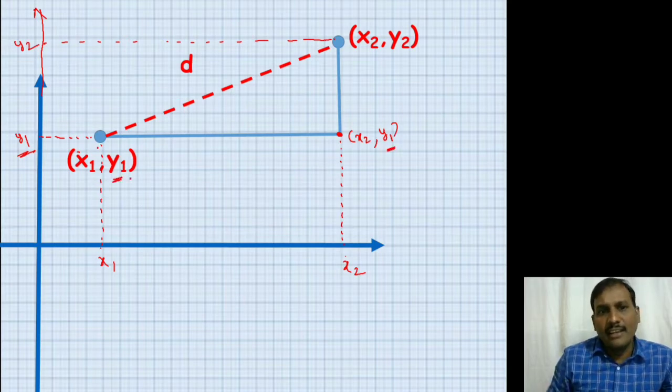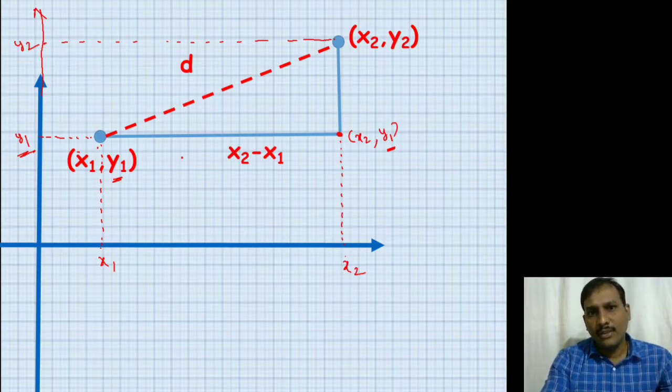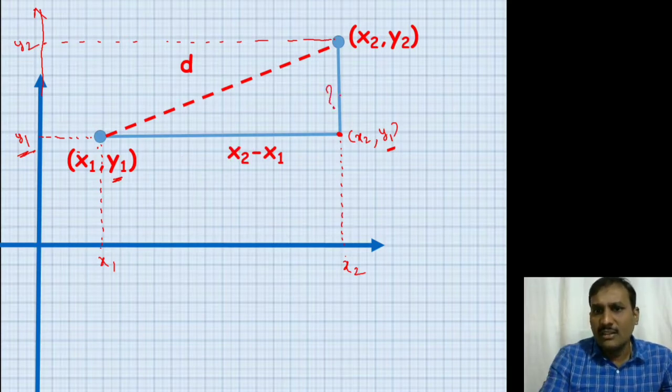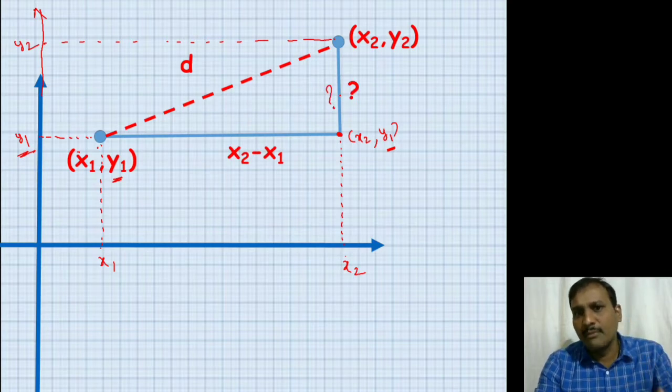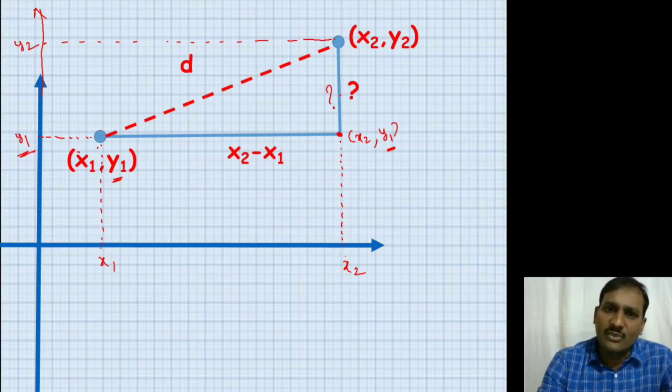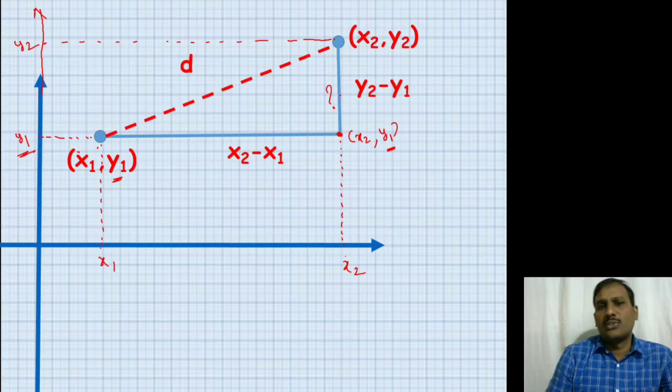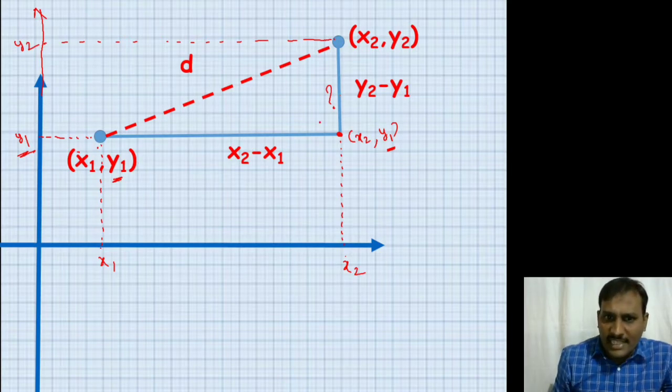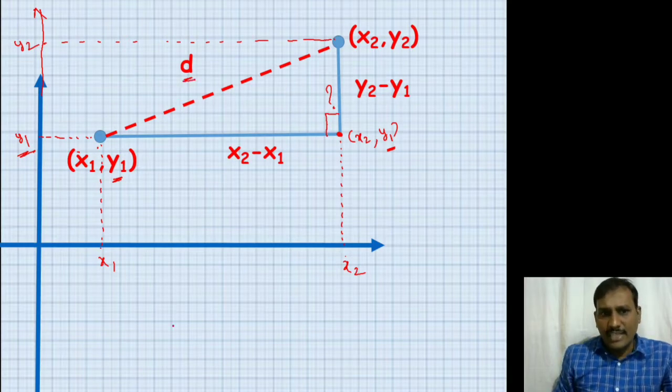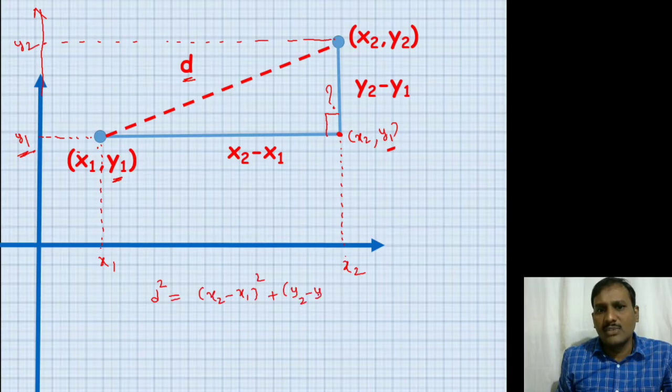Now what will be the distance between these 2 points with the same y coordinates? That will be the difference between the x coordinates, that is x2 minus x1. What about this distance now? That is with the same x coordinates. Therefore the distance will be the difference of the y coordinates, that is y2 minus y1. Now this is a right angle triangle. Clearly we have to find this distance. So can I say d square is equal to (x2 minus x1) whole square plus (y2 minus y1) whole square using Pythagoras theorem? Yes.